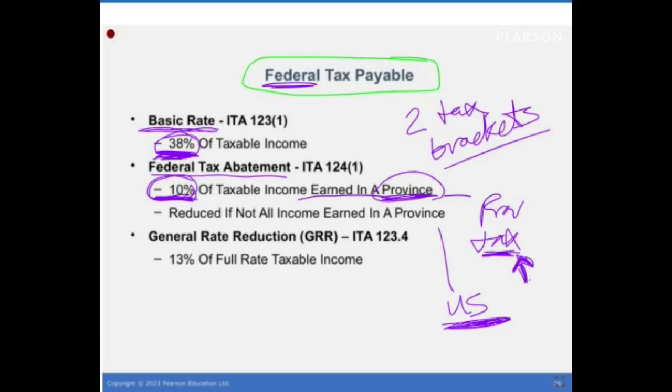Next up is what we call, it's going to show up here as GRR, or general rate reduction. This one is 13%. And so what we're talking about here is 38 minus 10 minus 13 more. So you could be getting all the way down to a federal rate here at this point of 15%. That's the general rate reduction.